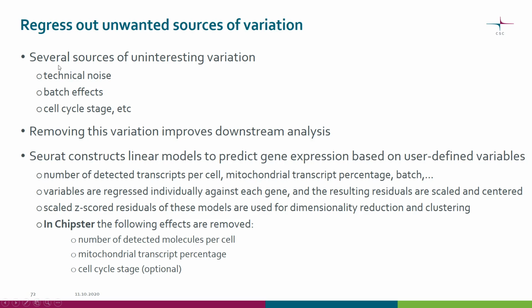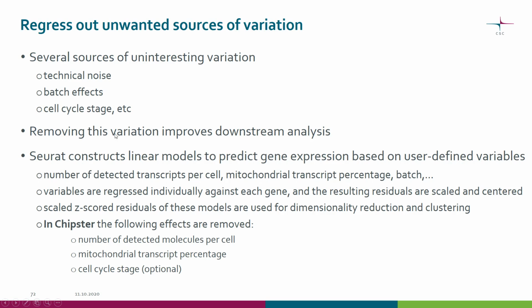So there can be different kinds of sources of uninteresting variation. Some is technical noise, batch effects, and some is actually biological. So for example, cell cycle stage can affect expression, and unless we are particularly studying cell cycle, we might want to remove this effect so that the cells don't cluster based on cell cycle.